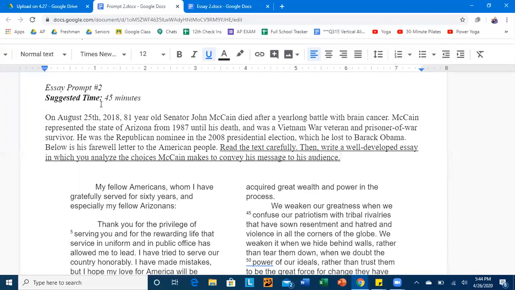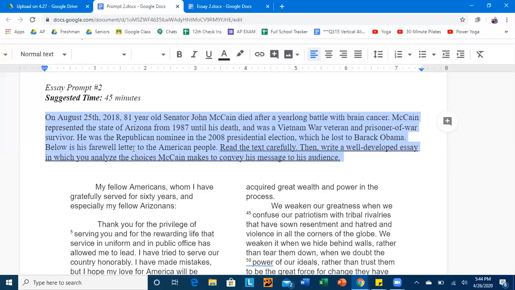Now, getting into reading: if you're here just to hear me read it aloud because you're more comfortable with that, that's what I'm going to do for the rest of this recording. This is essay prompt number 2. The suggested time is 45 minutes. Please try to time yourself, as you'll only have that amount of time to write on the actual AP exam. The prompt is as follows. Again, a little background, then exactly what you're supposed to do.